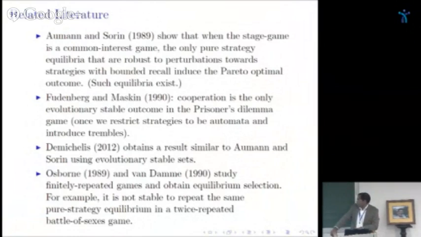Martin Osborne and Eric van Damme have also studied this idea of using refinements, but they looked at finitely repeated games, and in particular things like Battle of the Sexes. We know that for finitely repeated prisoner's dilemma, you can't get anything. This is the only Nash outcome, so we can't get anything. But for Battle of the Sexes and games like that, you can get somewhere. You can show that you couldn't repeat the same pure strategy equilibrium that's better for one of the players. You couldn't repeat the same thing twice.